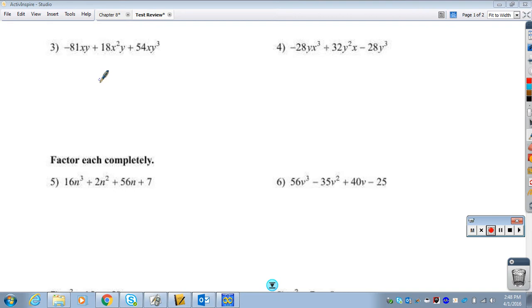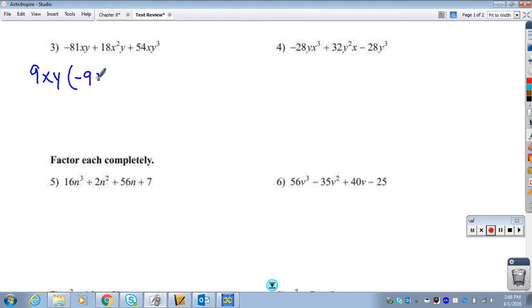Okay, so we're on to number 3, 81, 18, and 54. Well, they can all be divided by 9. Every term has an x, so I can also divide by x. Every term also has a y, so I'm going to divide everything by 9xy. Negative 81 divided by 9 is negative 9. Xy divided by xy would be 1. Those would all cancel out.